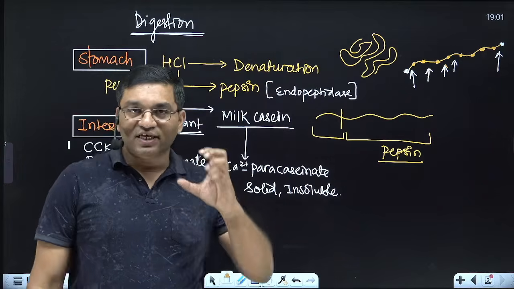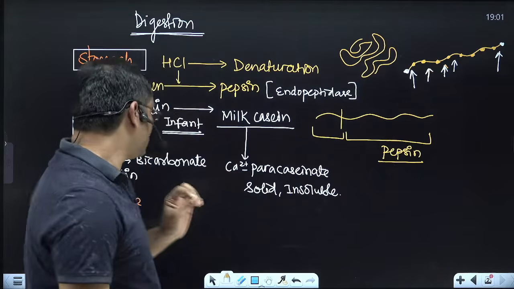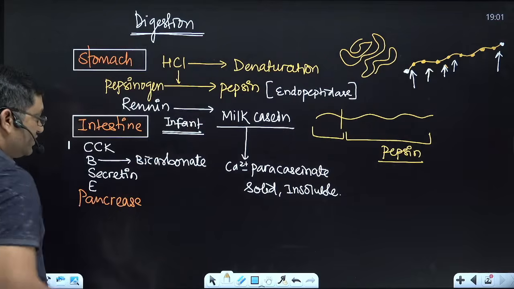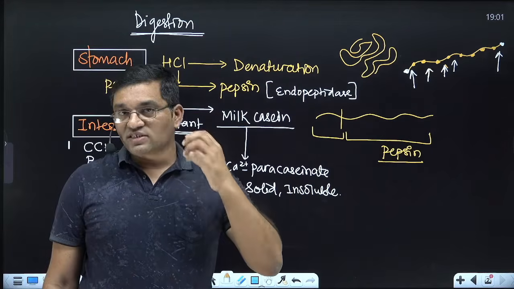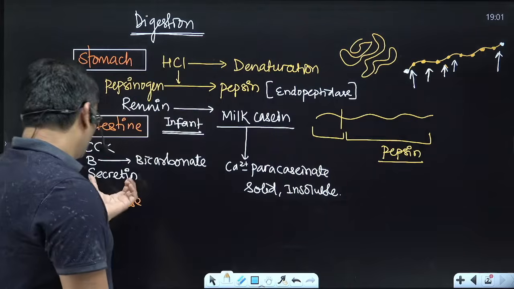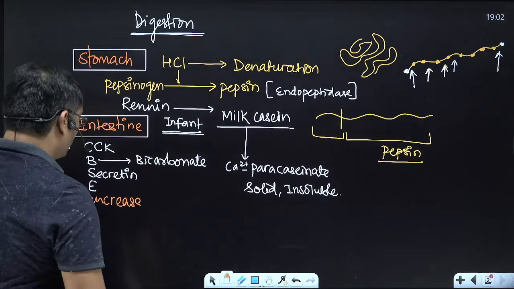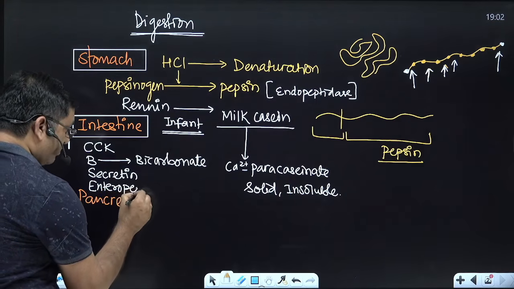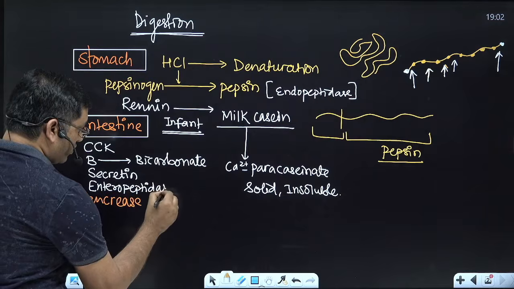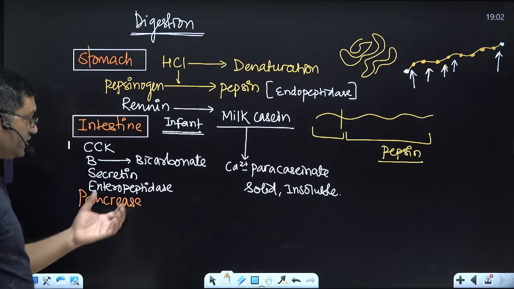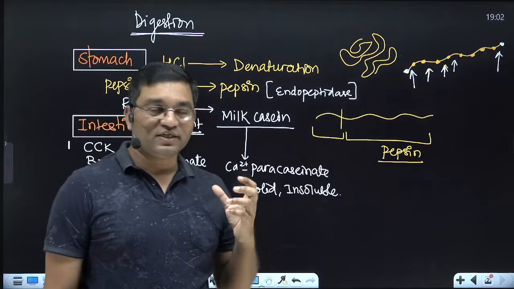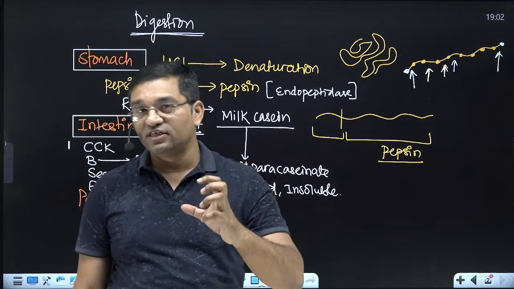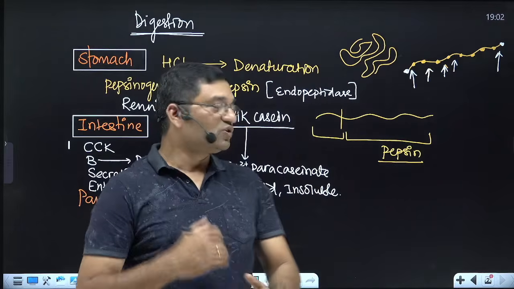For the pancreatic enzymes to act, the pH required is near about 8. So secretin causes the release of bicarbonate. Secretin is secreted by the S cells of the duodenum and jejunum. And enteropeptidase, or enterokinase, is released from the mucosal cell of the intestine, and it particularly activates trypsinogen. It converts trypsinogen into trypsin.